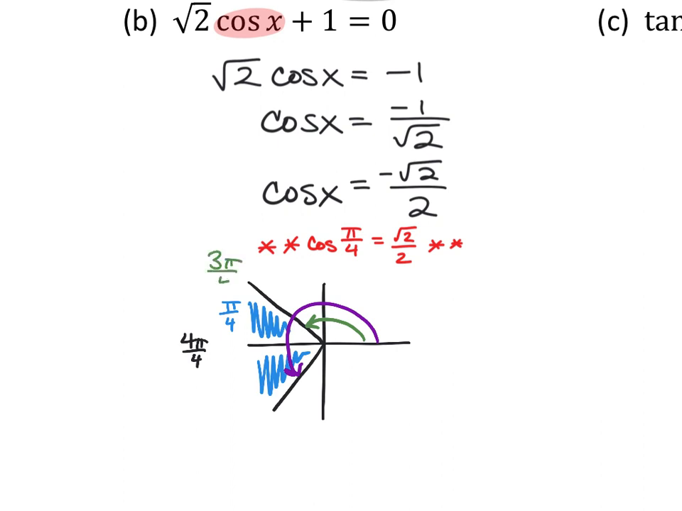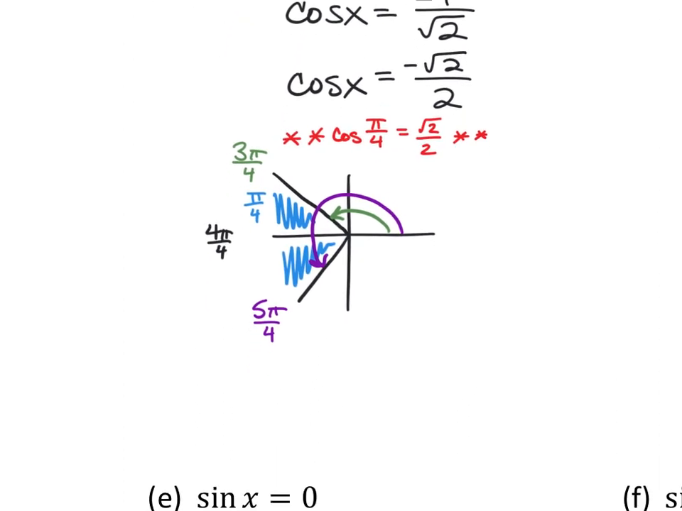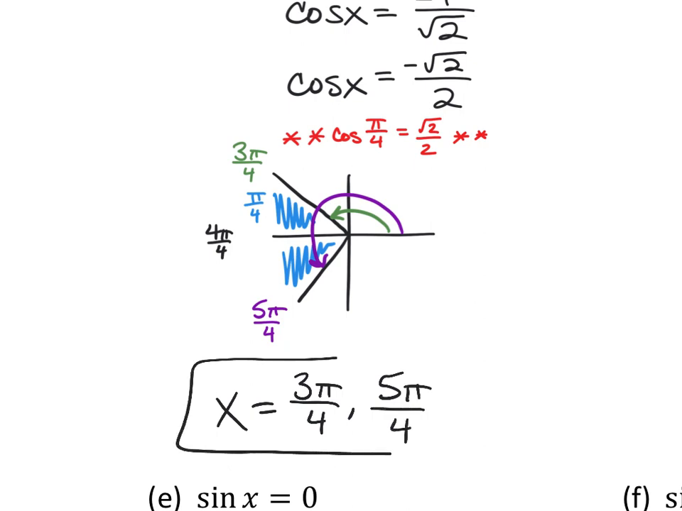3 pi over 4. And what's the angle in the third quadrant? 5 pi over 4. So my two angle measurements, where cosine of x would be equal to negative square root 2 over 2, is x equal to 3 pi over 4 and 5 pi over 4. And again, we just quickly check our work.